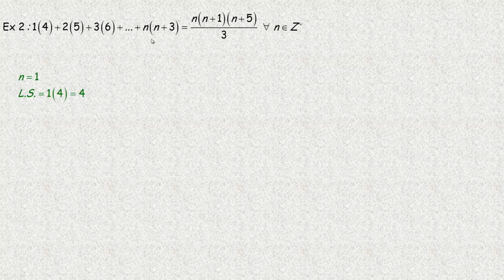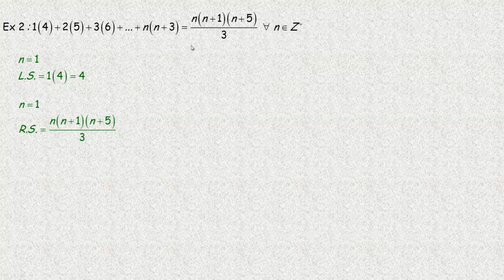So the very first thing to do is to show it's true for the first case. The left side of this whole series, when n is 1, simplifies to the very first term, which is 1 times 4, or 4. Now on the right side, we have this formula n times (n plus 1) times (n plus 5) over 3. If I put 1 in place of n, I should get 4 again. So this is going to be 1 times 2 times 6 over 3. So that's 12 divided by 3, which of course is 4.